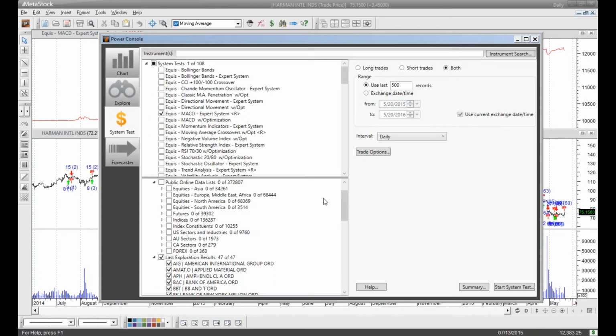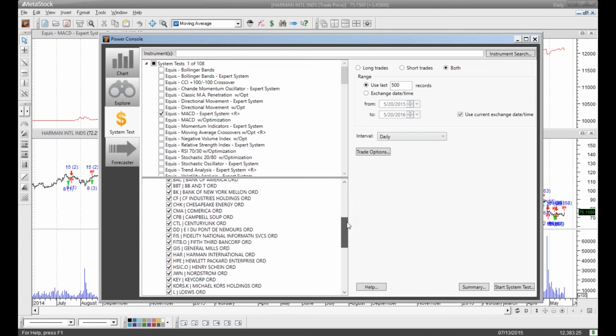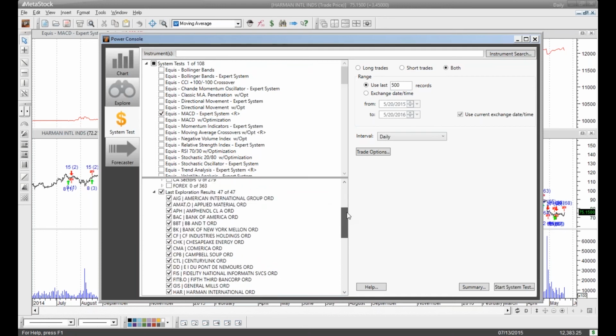So let's take a look at our forecaster tool. Now this is something that, in all honesty, I don't think it gets used enough. The forecaster tool is something that we created and put in, let's see, MetaStock 13 is when it came out. MetaStock 14 brought even more exciting things with the forecaster tool. And it's something that is a really versatile tool.